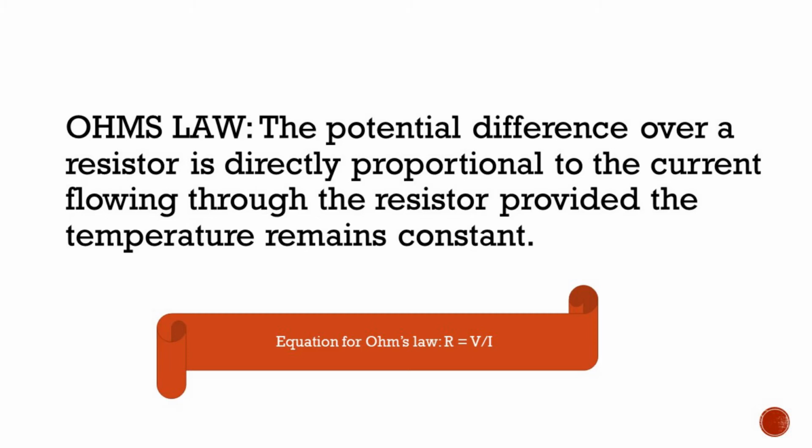Ohm's law says the potential difference over a resistor, because remember we measure potential difference over the resistor or over the battery or over the conductor, is directly proportional to the current flowing through the resistor, provided the temperature remains constant. So do you see in Ohm's law, we don't mention resistance. All we are mentioning is the relationship between the potential difference and the current if the temperature remains constant. From that, we get the equation where we say R is equal to V over I.